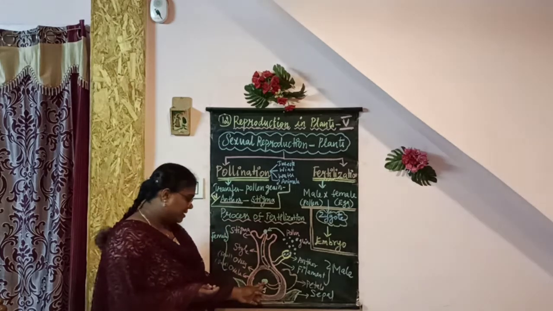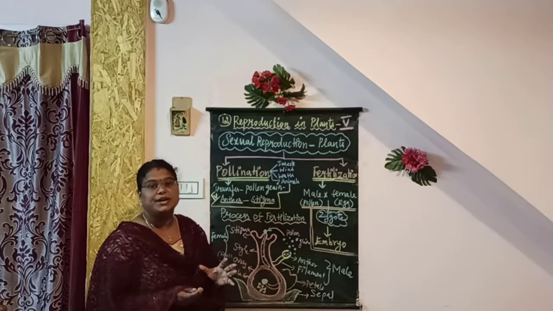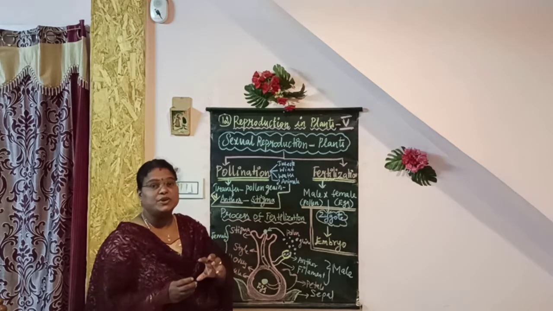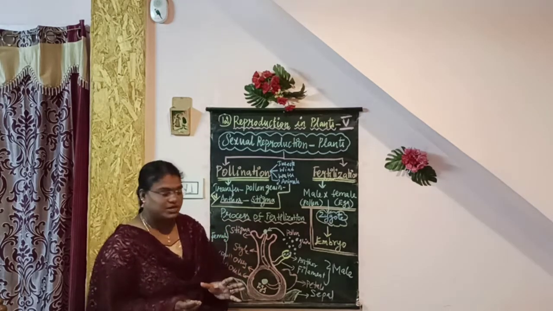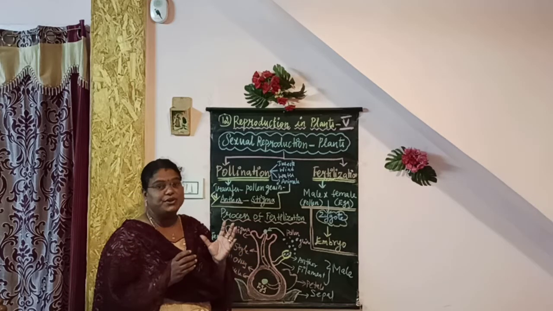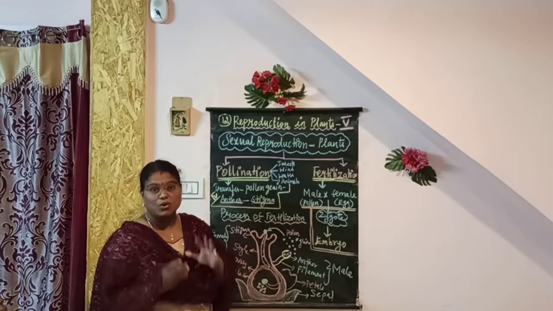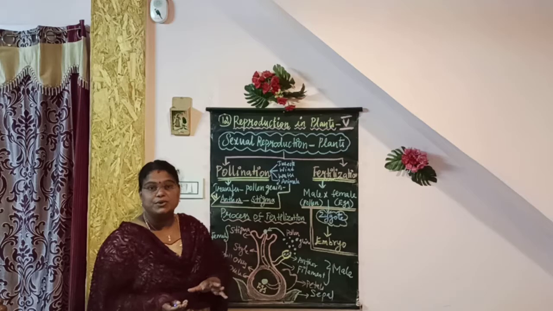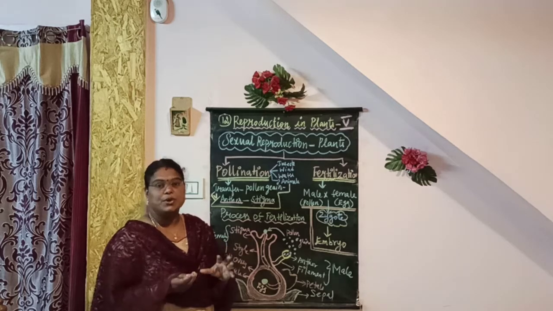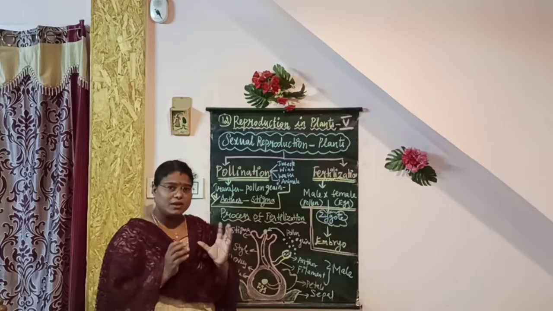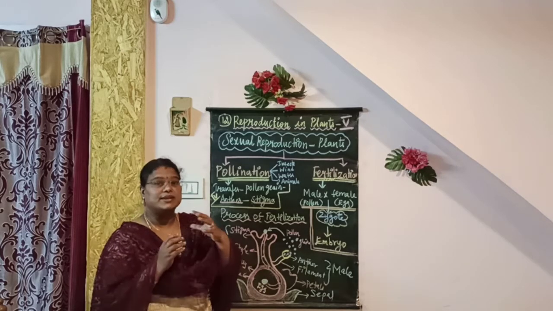The zygote, that fusion product, is converted into the seed, which contains the embryo that gives rise to a new plant. So these are the post fertilization changes. The ovary is converted into fruit, that is, a fruit is a ripened ovary. The ovule is transformed into the seed coat, and the fusion product, the zygote, is transformed into the embryo, which has the ability to give rise to young ones. So seeds give rise to young ones.